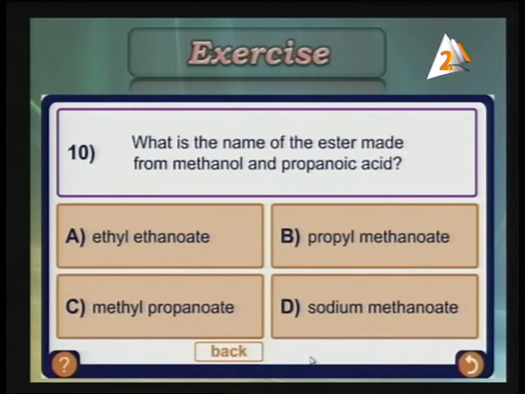Let's go to the last one, number 10. What is the name of the ester made of methanol and propanoic acid? Methanol comes from methane, so we have methyl. And the propanoic acid gives propanoate. So methyl propanoate is produced from this, and this is a good answer, well done. So here we have many things about esters, to remember very well and to answer these different types of questions about esters many times.